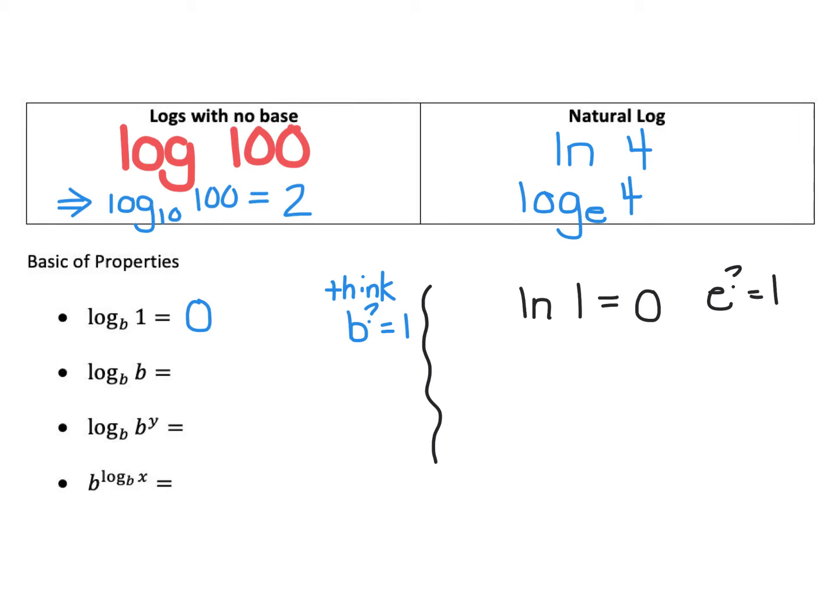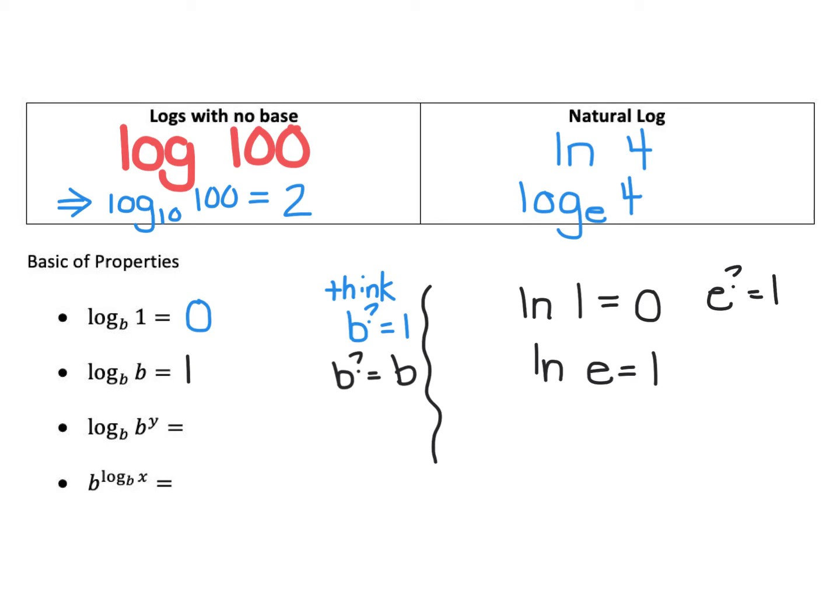Our next property, log base b of b is equal to what? Well, again, this is saying b to some power is equal to b. Well, that would have to be 1 because b to the first is equal to b. Likewise, ln of e is equal to 1 because you would have the same base. This would be saying e to what power is equal to e, and that is 1.